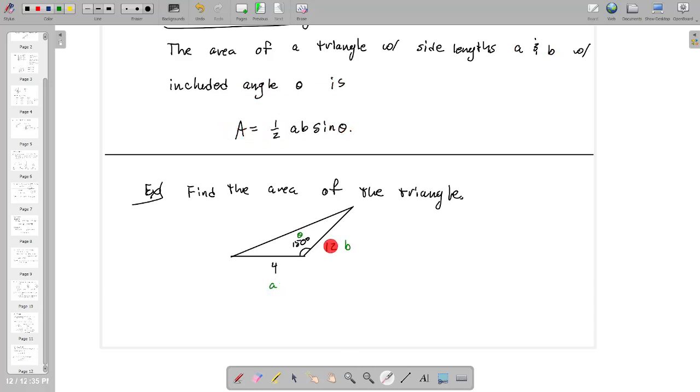A is 4, B is 12, and theta is 150. So we get A is equal to 1/2 times 4 times 12 times sine of 150. This is equal to 4 times 12 is 48, divided by 2, and then sine of 150 is 1/2. We have 24 divided by 2 is equal to 12. So the area of this triangle is exactly 12 units.